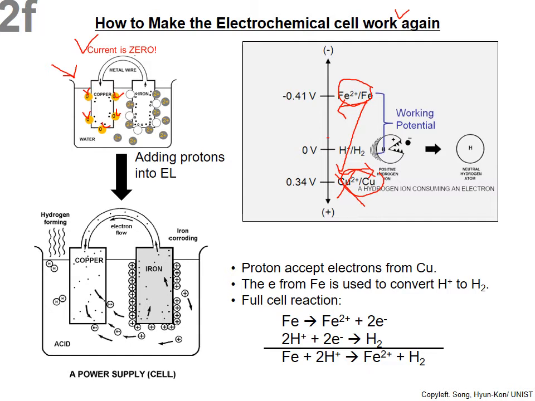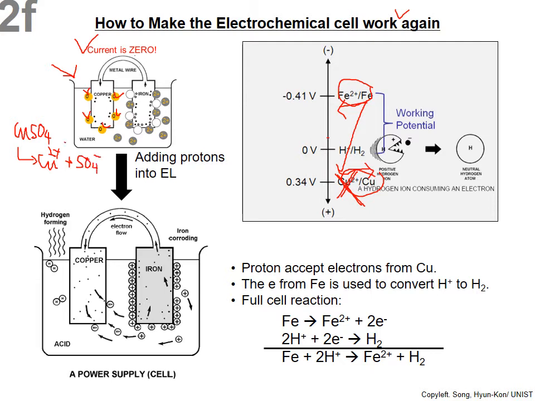Here is one example. Right now we don't have any copper 2 plus. So let me introduce copper SO4. This salt is dissociated into copper 2 plus and sulfate ions in the electrolyte.